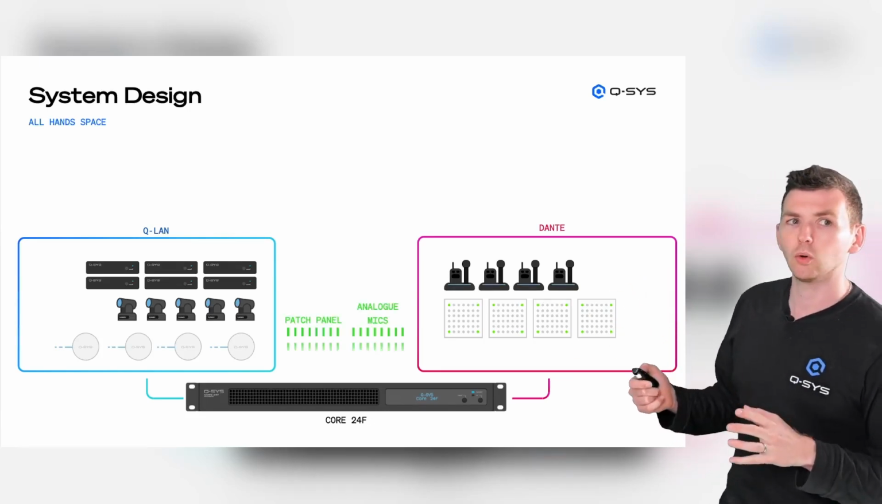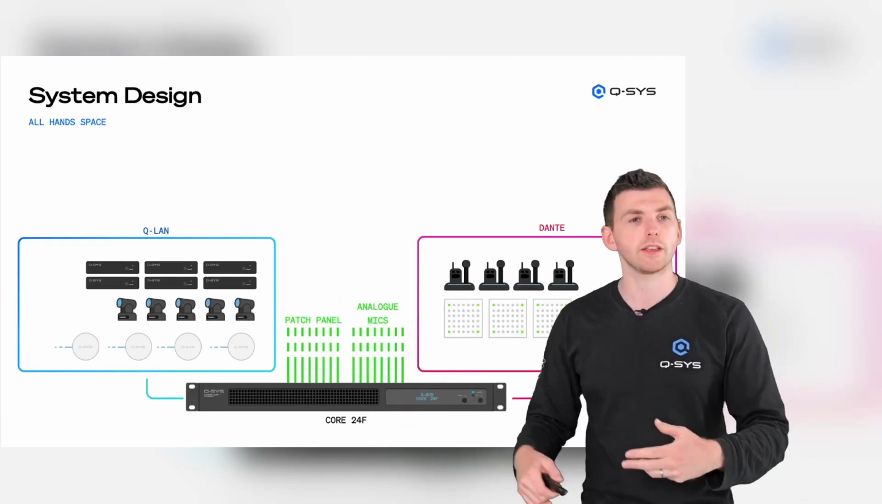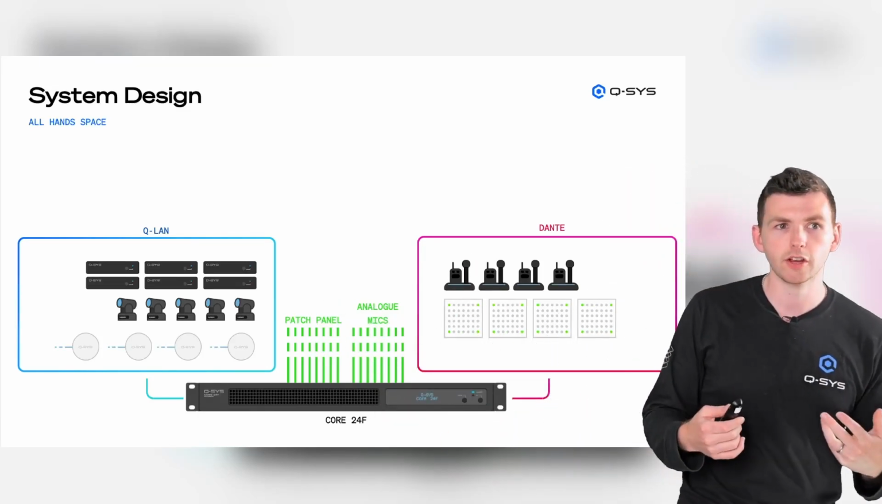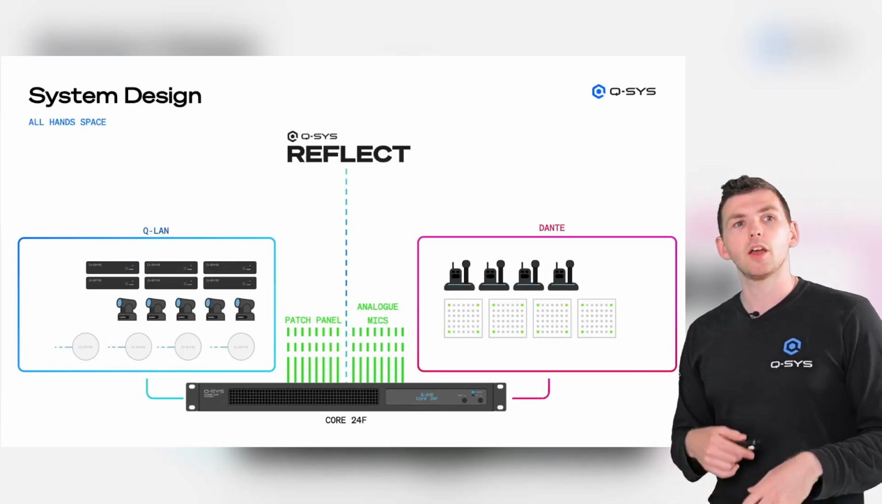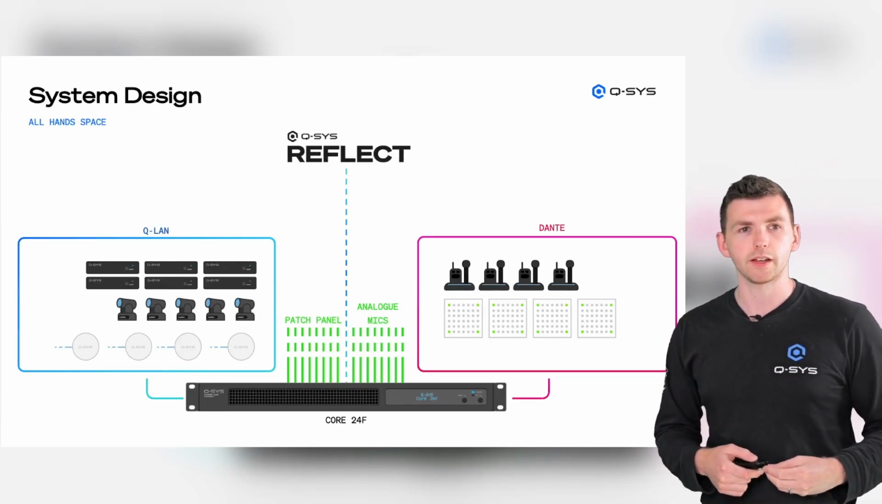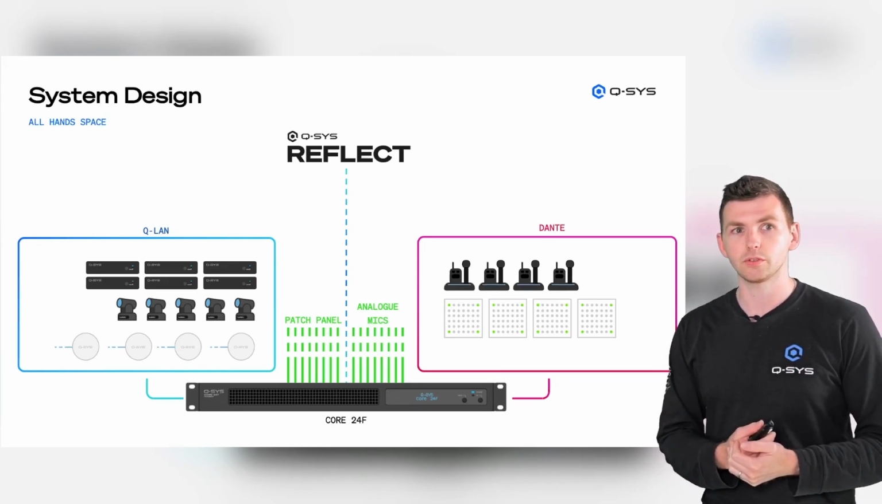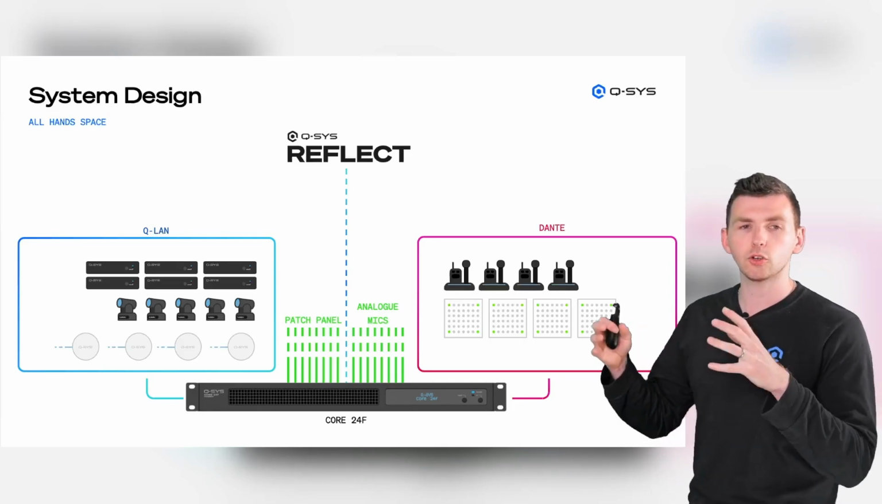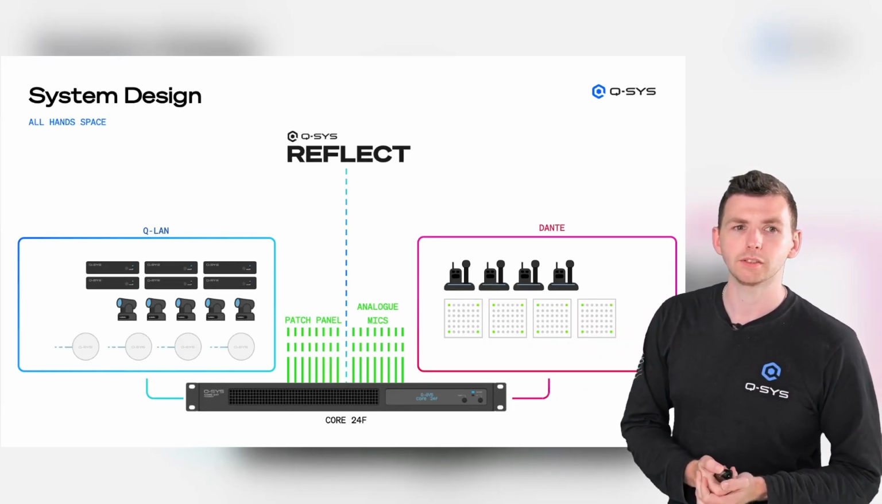We've got a lot of analog audio, so analog microphones and a patch panel, of course, that can just plug straight into the inputs and the flex channels. And then we can have a third network for the enterprise, which is going to go up to Q-SYS Reflect, okay? And of course, we've still got that fourth network if we wanted to use that. So there's an example of how the Core 24F can enable some more powerful, more complex spaces.